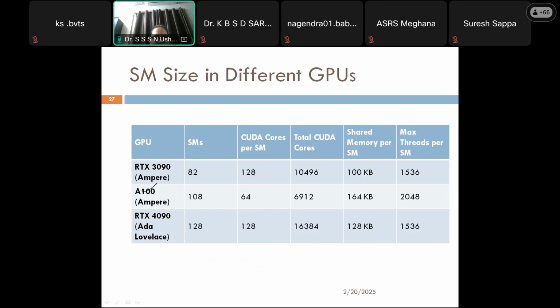We have seen the NVIDIA A100, right? That is 108 SMs in the previous example. 108 SMs, 64 CUDA cores per SM, and the total number of CUDA cores is 6912. Already we have seen this example. The shared memory per SM is 164 KB. These are fixed structures. The architectures are already predefined, so these parameters are predefined for the architectures. Similarly, we have many other GPUs, Ampere and others.